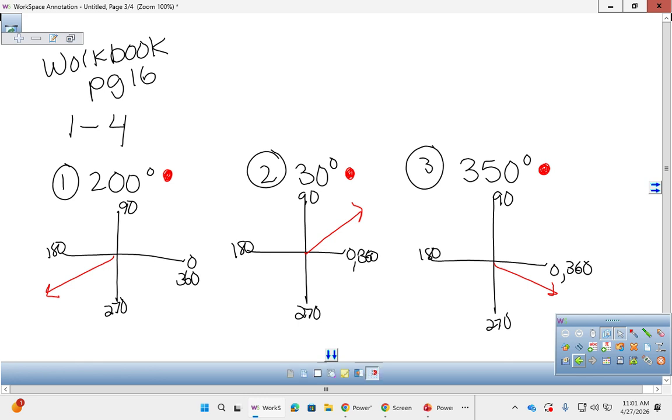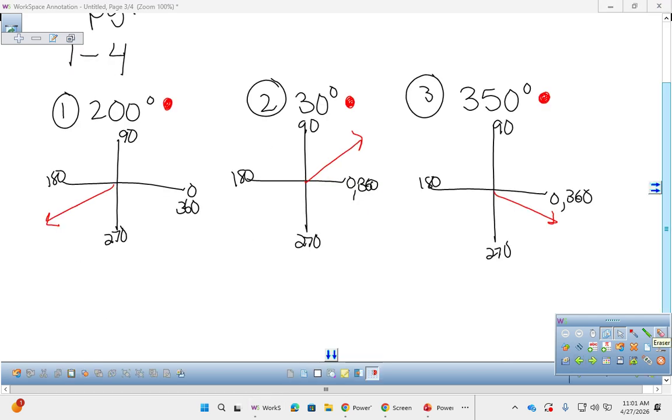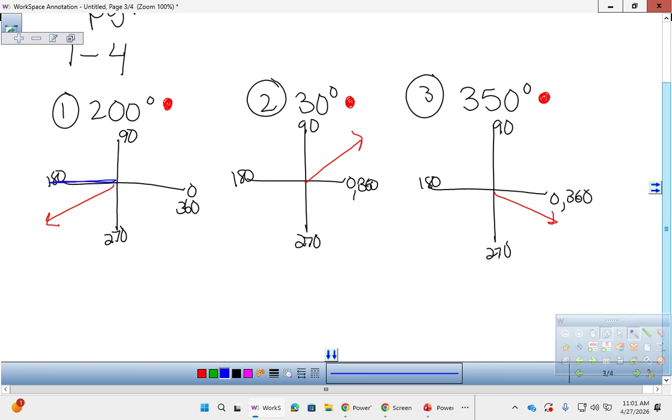Then we have to create what's called the reference triangle, because this image for number 1 is on the left-hand quadrant. We're going to use the left-hand x-axis, and we're going to drop it straight down. That's what the reference triangle looks like. We okay with that part? So we want to know what this angle is. That's called the reference angle.